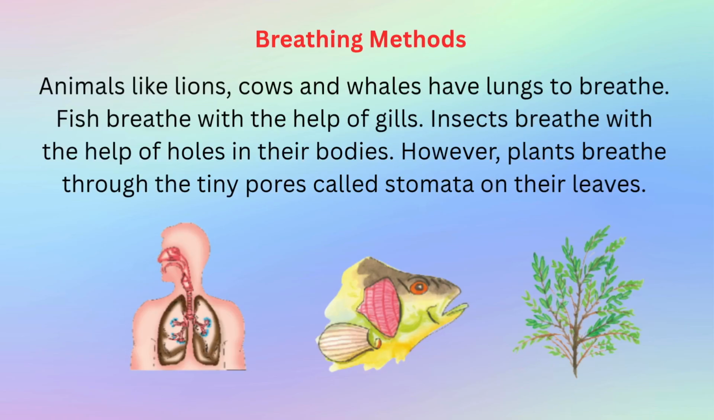Breathing methods. Animals like lions, cows and whales have lungs to breathe. Fish breathe with the help of gills. Insects breathe with the help of holes in their bodies. However, plants breathe through the tiny pores called stomata on their leaves.